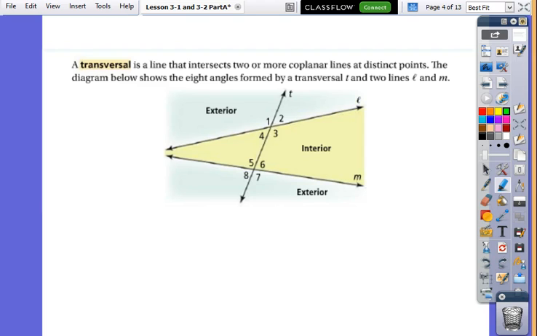What do we know about linear pairs? They're supplementary. Linear pairs are supplementary. Yes, they share a side. They're adjacent angles that are supplementary. That's what a linear pair is. They're adjacent angles whose non-adjacent sides form a line. That's the definition of a linear pair. And linear pairs are supplementary. So what could I say about angle 5 and angle 6?